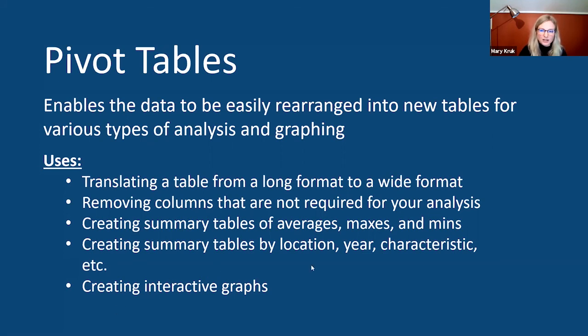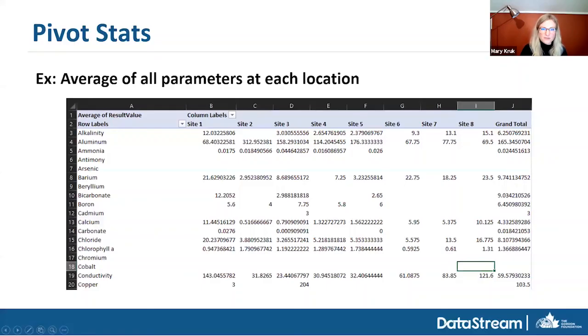You can also remove columns that aren't necessary. You can create summary tables with averages and mins and maxes, and you can summarize by location or year or characteristic, as well as make some graphs using those as well. So this is what a pivot table looks like. As you can see in this pivot table, it has the characteristics as the row names and then the sites as the columns, and then it's giving you an average per site and characteristic. But you can also switch it around.